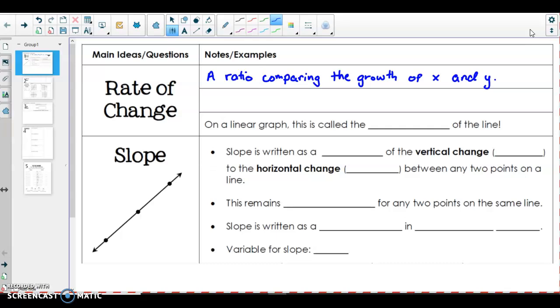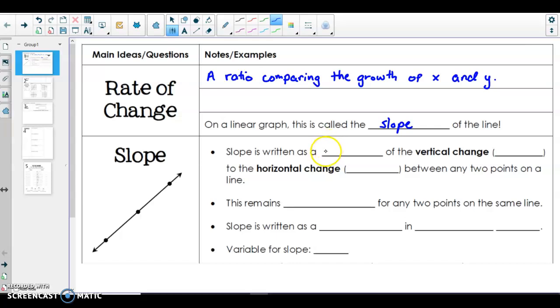We're going to need to focus pretty heavily on rate of change and slope as we move forward in our linear function stuff. So we've got to know what we're talking about. When I say rate of change and slope, I'm going to use these pretty interchangeably. Rate of change means a ratio that compares the growth of x and y. Is one getting bigger faster than the other? Are they getting bigger, relatively the same as one another? Stuff like that. When we talk about this on a graph, we tend to call this the slope of our line.